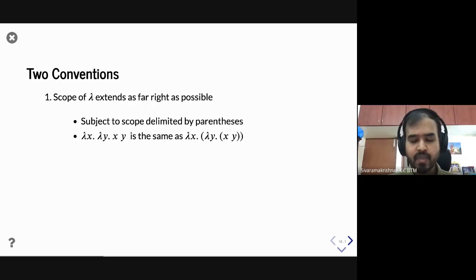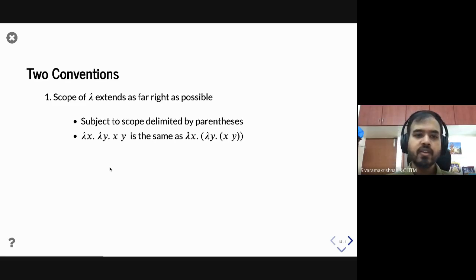Before we delve deeper into the Lambda Calculus, there are two conventions we are going to use, right? These are syntactic conventions. They will help you parse Lambda Calculus terms. The first convention is that the scope of lambda extends as far to the right as possible, right? What do I mean by this? Consider this term. It says lambda x, and this is some other lambda expression, and that is lambda y, x y.